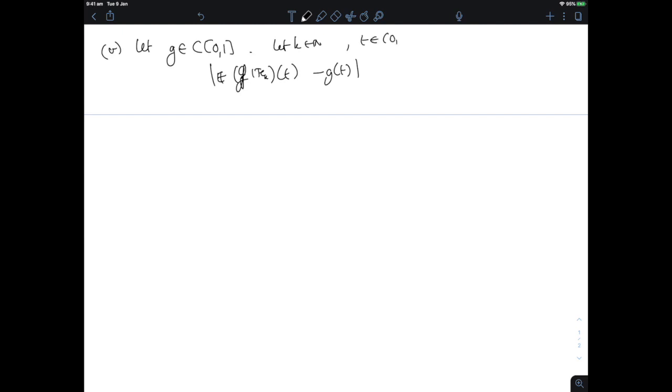Okay, so why does that hold? Well, let's take a g that's continuous on [0,1], and I'm going to call it g rather than f just to avoid confusion. That g is continuous, so it's going to be uniformly continuous. Given a k again, I'm going to look at M_k of g at a point t minus g of t, and I want to show that for every t in [0,1] this goes to 0 as k goes to infinity.